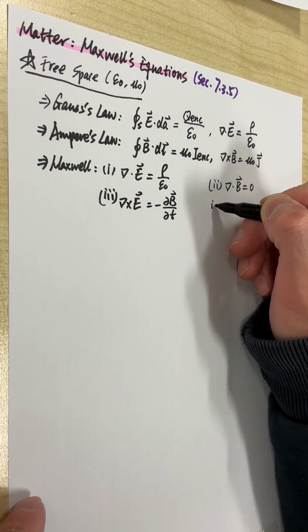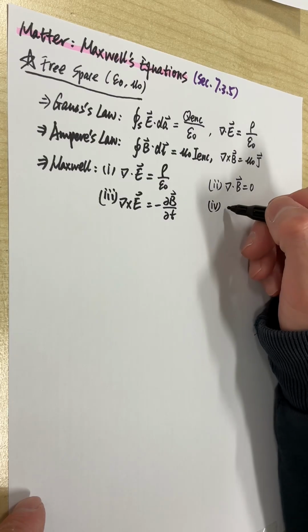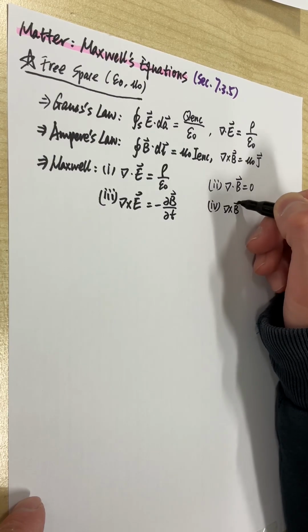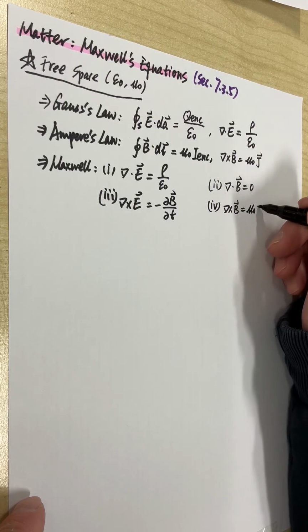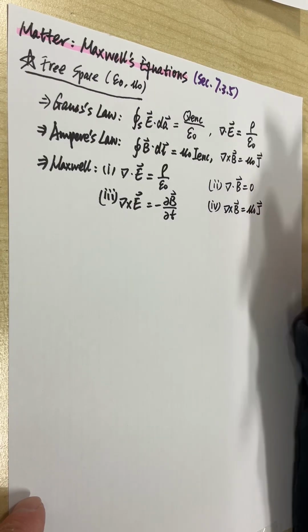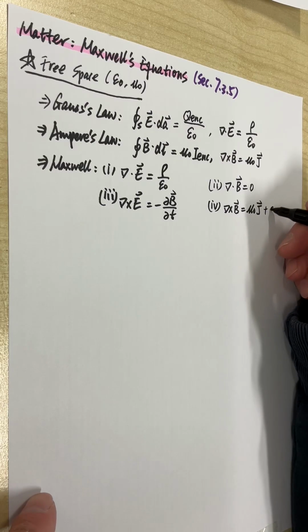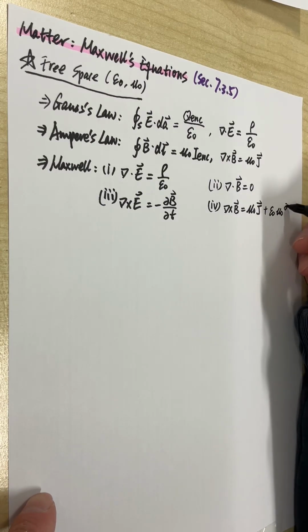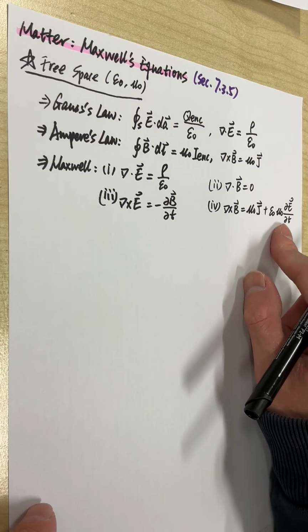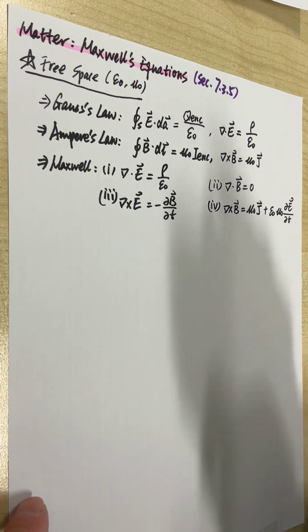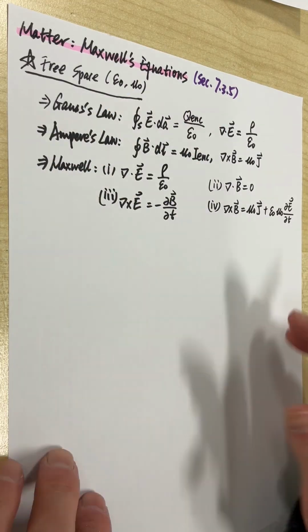And then the fourth one is the curl of the magnetic field, which is equal to mu 0 times the current density, plus epsilon 0 mu 0 dE/dt. The first part is given to us by Ampere's law, and the second part is given to us by Maxwell. So that's a free space summary.